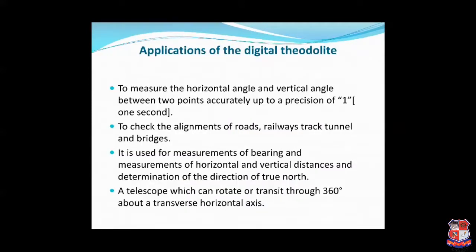So what are the applications of the digital theodolite? It is listed here: to measure the horizontal angle and also the vertical angle between two points accurately, up to a precision of 1 second. A 3600th part of a degree is called 1 second. It is also used to check the alignment of roads, railways, tracks, tunnels and bridges.